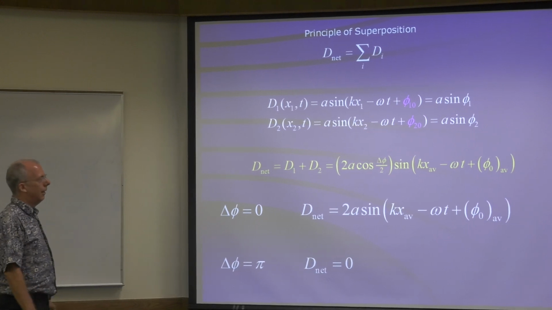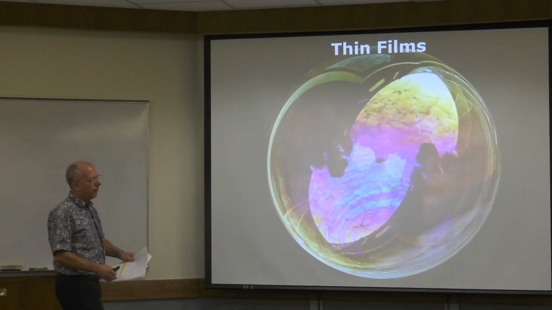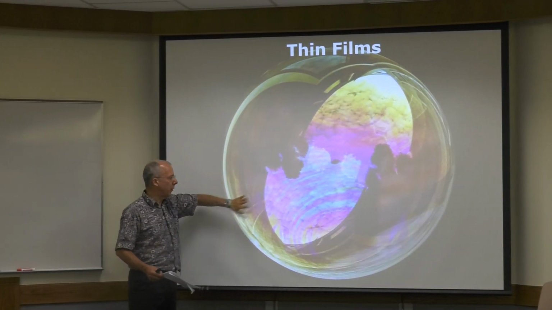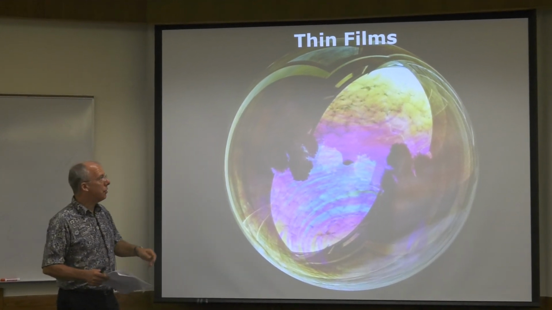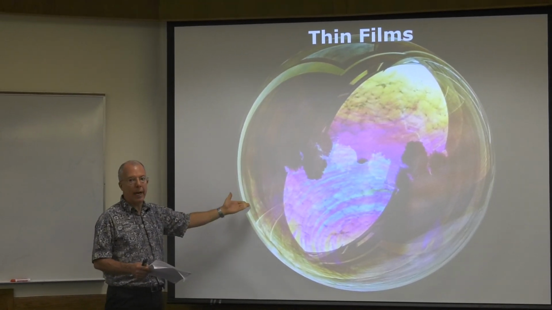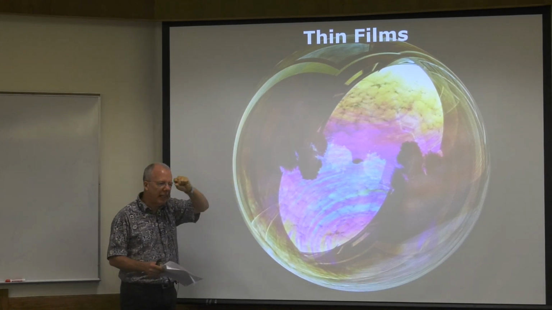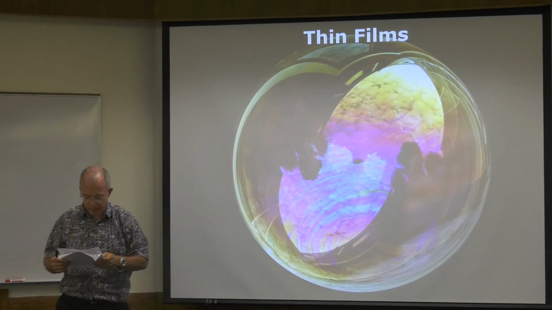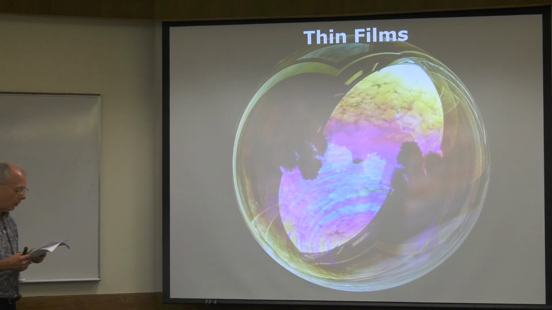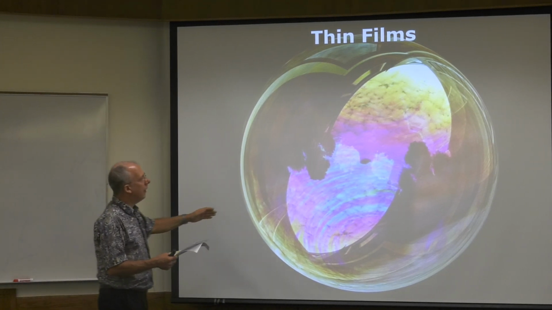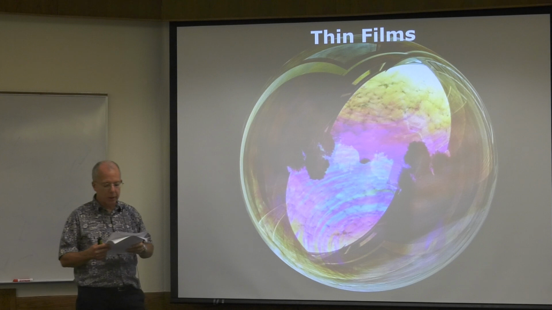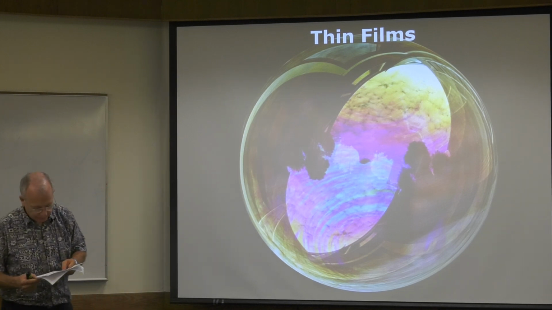We're not done. All right, so I started off this chapter by showing you this picture. And this is called a thin film. This is an air bubble, right? So it's a thin film. You know that bubble part? It's very thin, okay? So a thin film. So what we want to do is explain these thin films using the wave theory of light.